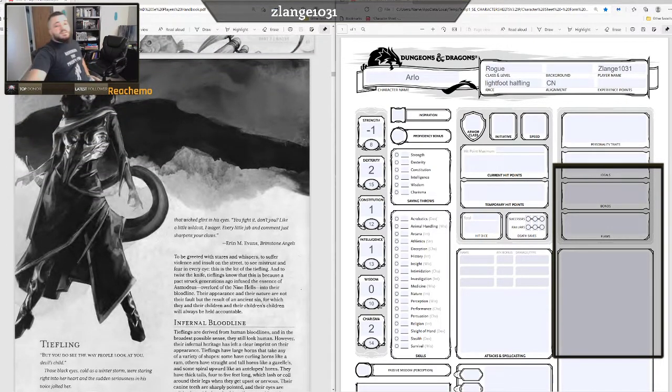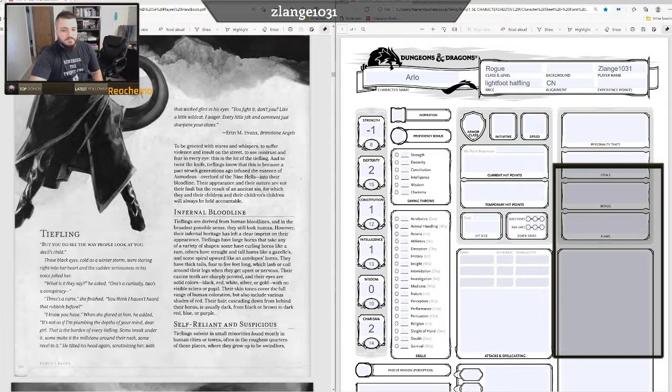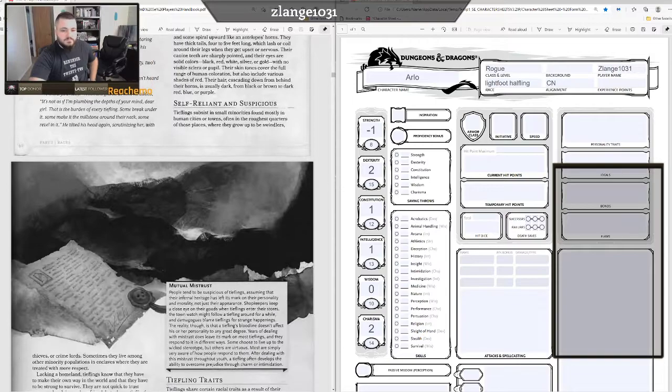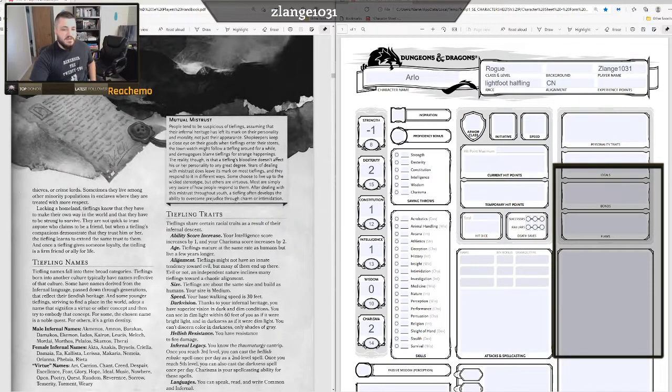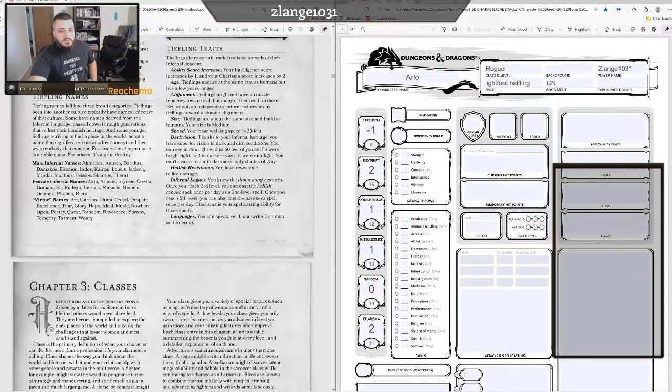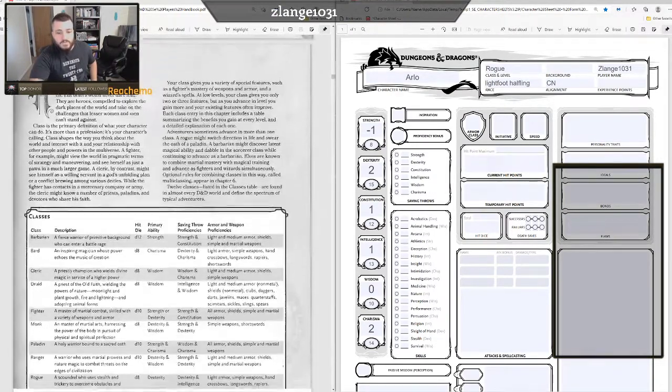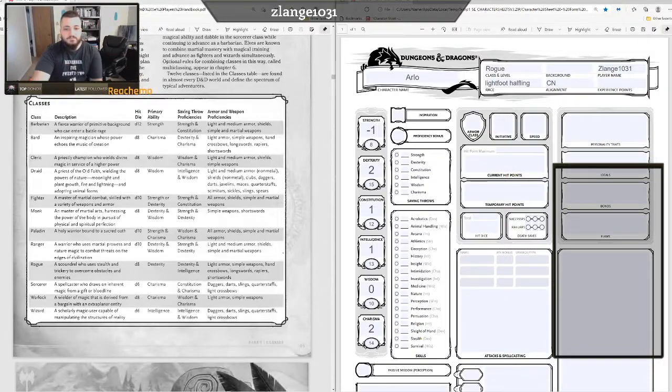Tieflings. These characters, this race, they are basically descendants of a human and demonic altercation. Or not altercation, but yeah. They are basically descendants of a human and a demon having fun. So anyways, here's a good description of all the classes.